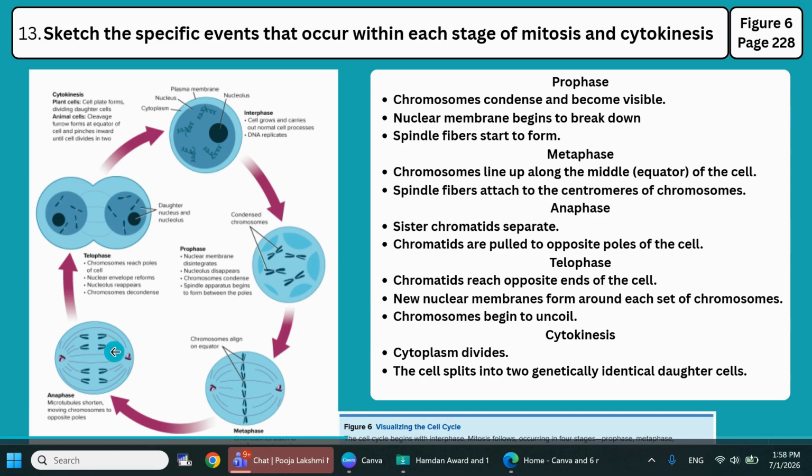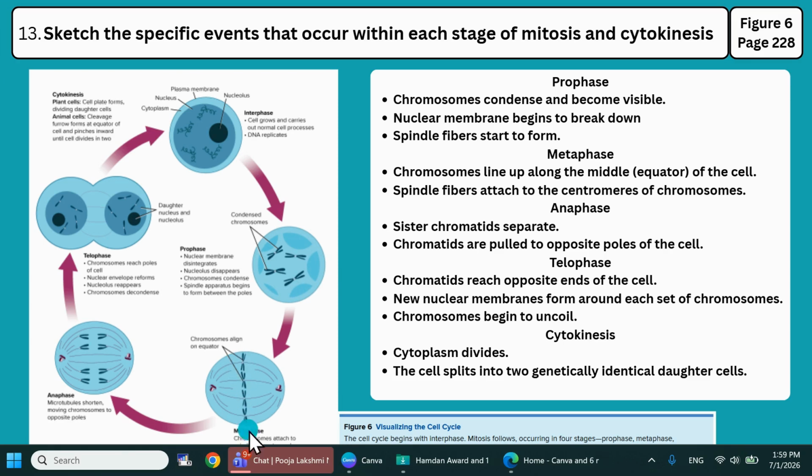Now the chromosomes have separated, the chromatids have separated, they reach the other poles. Now what happened? They need to change into two parts, divide into two parts. So chromatids reach the opposite ends of the pole in telophase here. New nuclear membrane. Now the nucleus is formed again. Here it had disintegrated, here it forms again. New nuclear membrane forms around each set of chromosomes. So around each set we get a nuclear membrane, and the chromosomes again start uncoiling. They begin to uncoil. So this is the telophase.